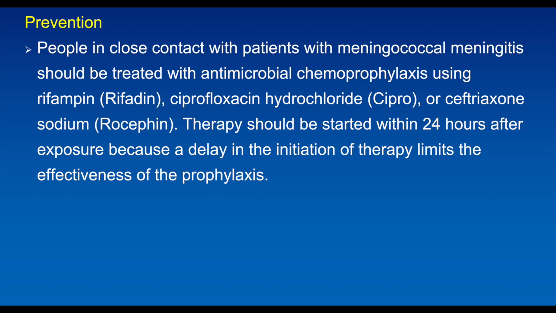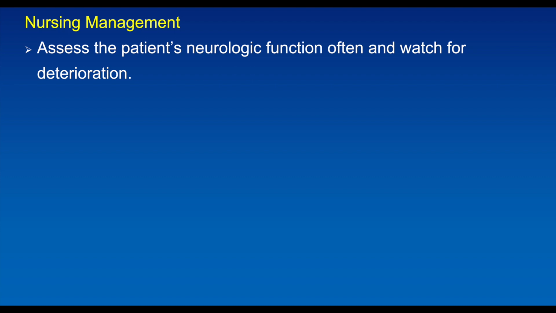People in close contact with patients with meningococcal meningitis should be treated with antimicrobial chemoprophylaxis using rifampin, ciprofloxacin, or ceftriaxone sodium. Therapy should be started within 24 hours after exposure because the delay in the initiation of therapy limits the effectiveness of the prophylaxis. Next, we will see about nursing management.